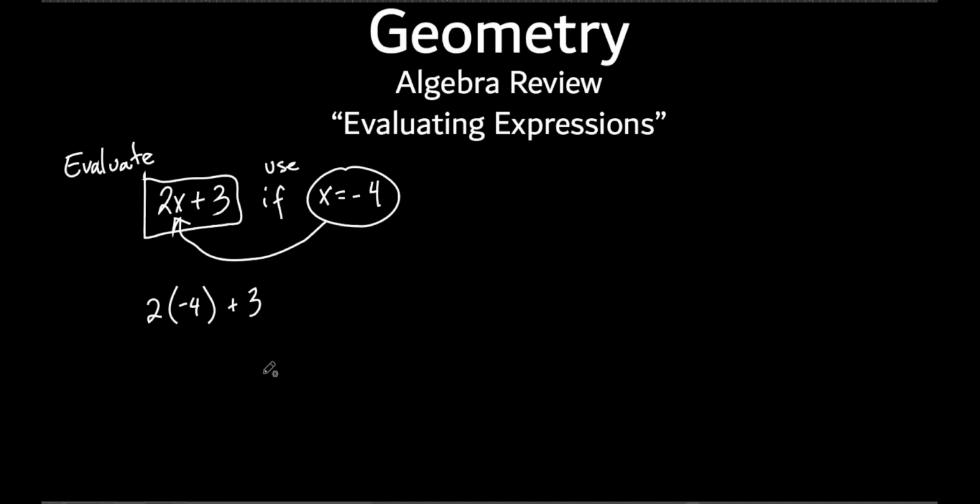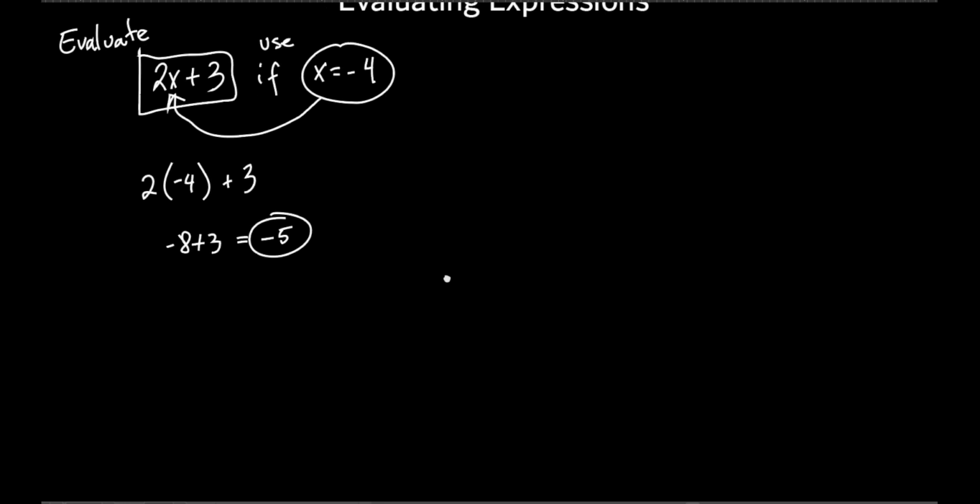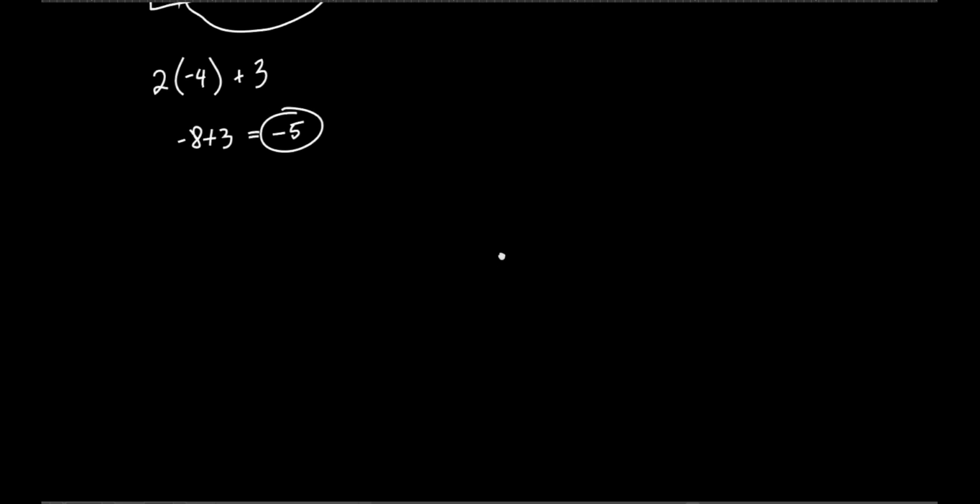It's the same kind of thing that we did on that last worksheet. 2 times -4 is -8 plus 3. That's -5. I showed the work. It's not so bad, is it? I'm sure you did that in Algebra 1. You probably did a ton of that in Algebra 1. You probably did a lot harder problems than that in Algebra 1. But this is a review.